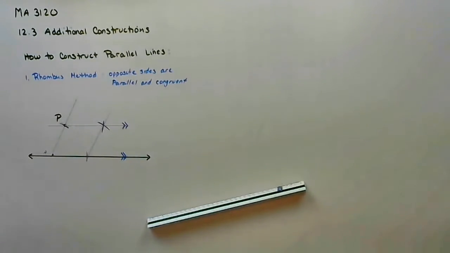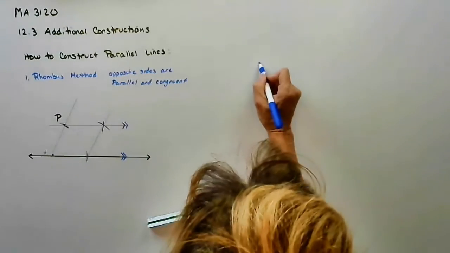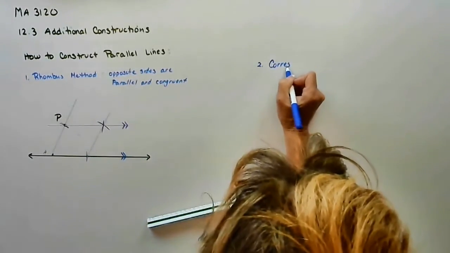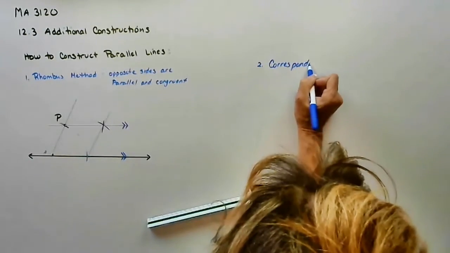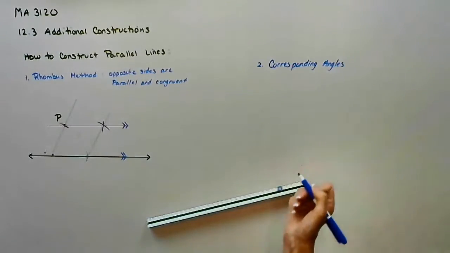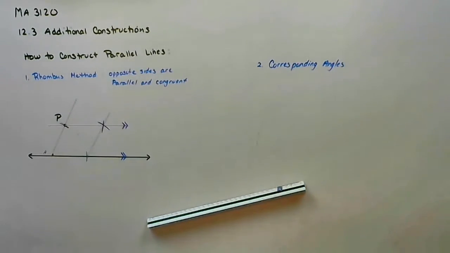Now, if you don't like that method, we can also do this by doing corresponding angles, because we have talked about parallel lines being cut by a transversal. So let's do this through corresponding angles. Because if you recall from last chapter, corresponding angles are congruent. If 2 corresponding angles are congruent, then the lines are parallel.